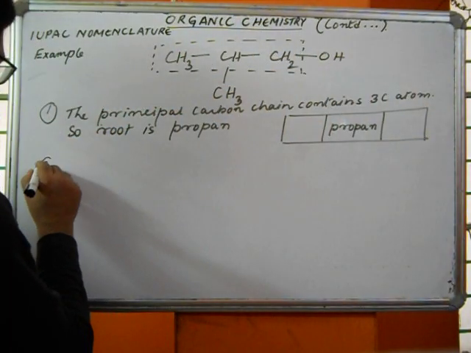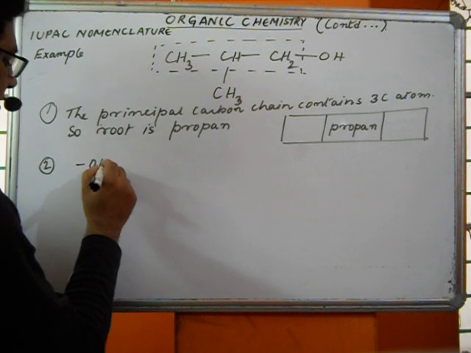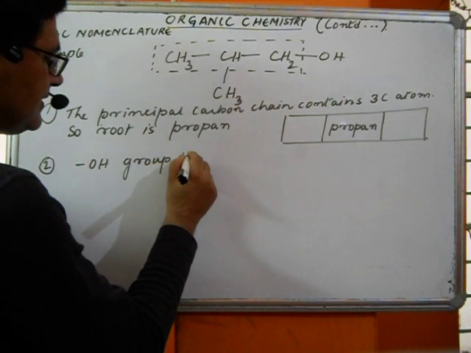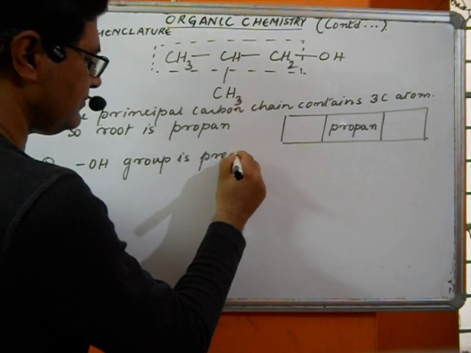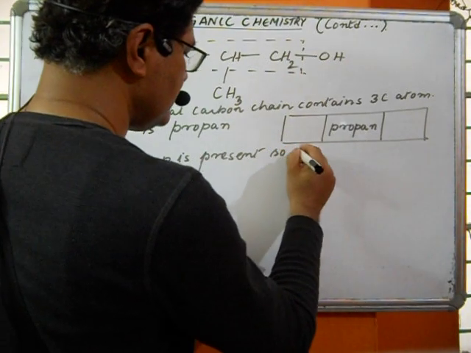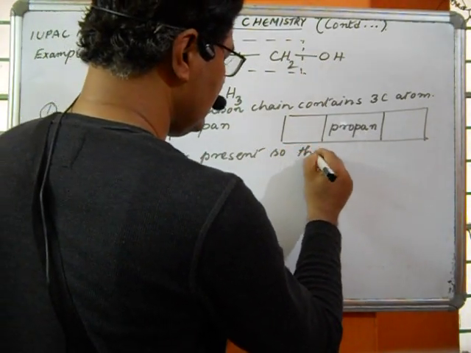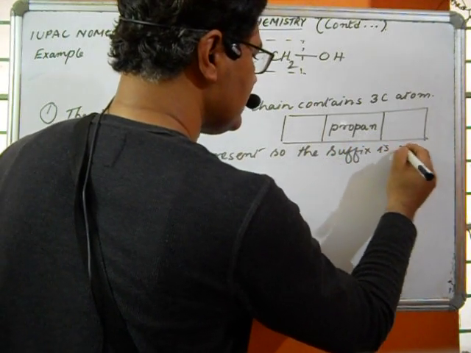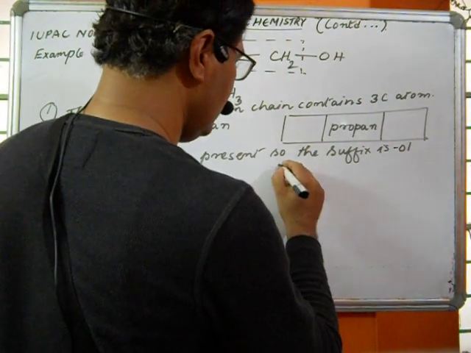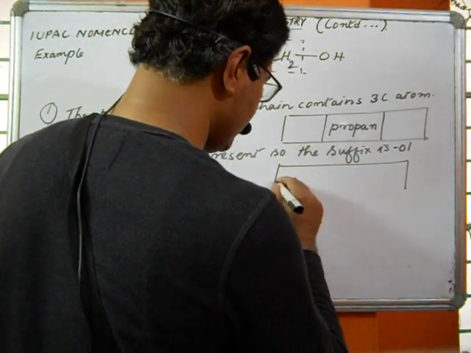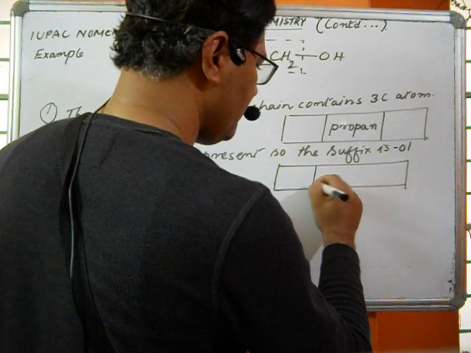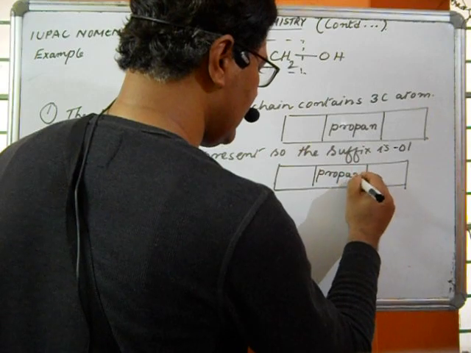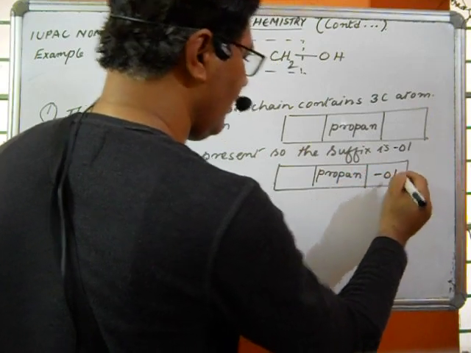Next. The OH group is present. So the suffix is all, dash all. Now after writing all, what are we supposed to do? We are supposed to find out the position of the all. So P-R-O-P-A-N, propane, and here dash all.